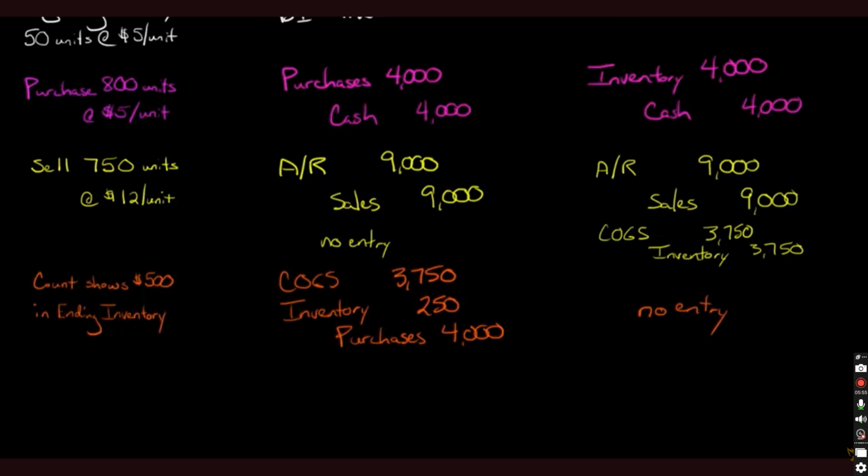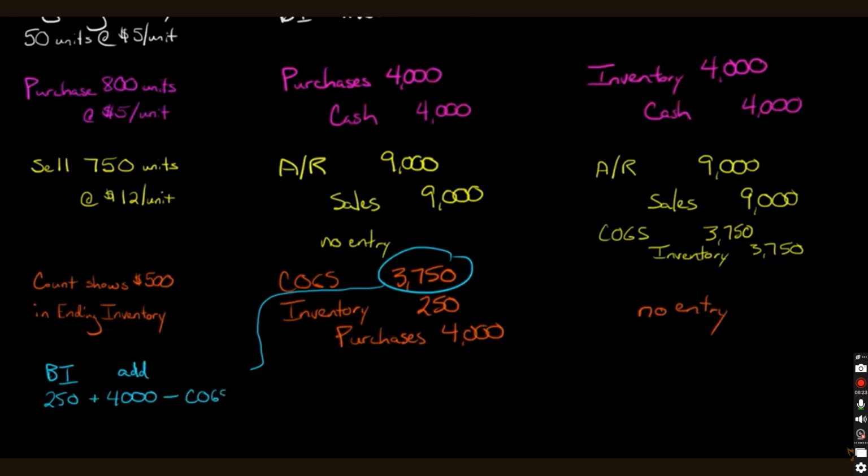But more importantly, let me show you how we got these numbers. So let's look at this cost of goods sold number. To get that cost of goods sold, we can set up a formula. We had 250 that we started with in terms of inventory. That was our beginning inventory. And then we added $4,000 worth of inventory. That was our purchase. And then we subtract whatever our cost of goods sold is, and that must equal our ending inventory, which the count shows was $500.